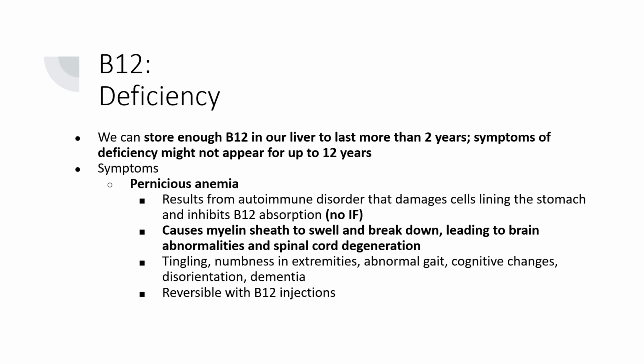And also what we see alongside that, or part of the cause of that, is that the myelin sheath begins to swell and break down because there's not enough B12 to maintain it. And so that causes brain abnormalities and degeneration of the spinal cord, which results in those symptoms. The good part is that this can be reversed with B12 injections. Even though that's a pretty severe disorder, it has somewhat of a cure.